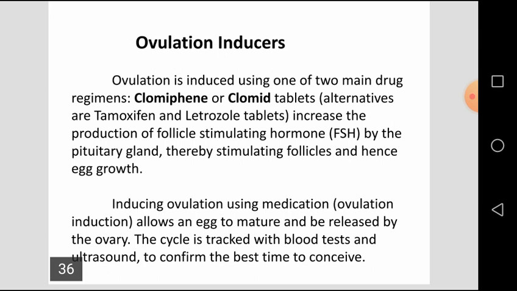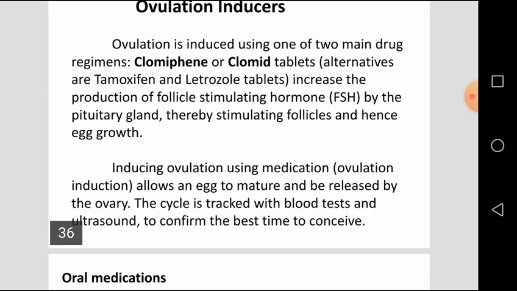They increase the production of follicle stimulating hormone, that is FSH, by the pituitary gland, thereby stimulating follicles and hence egg growth. Inducing the ovulation using medications, that is ovulation induction, allows an egg to mature and be released by the ovary. This cycle is tracked with blood tests and ultrasounds to confirm the best time to conceive.